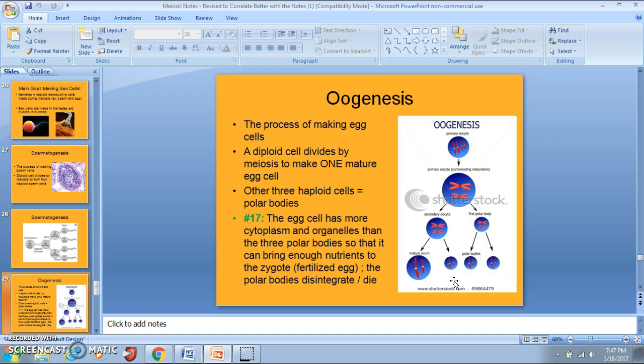Oogenesis, and it is pronounced oogenesis, not oogenesis, is the process of making eggs. I think they call it oogenesis because an egg cell is technically called an ovum, and genesis means to make. So we're making an ovum or an egg. So unlike spermatogenesis, we have a diploid cell that's in the ovaries that's dividing by meiosis, but we end up only making 1 mature egg cell.